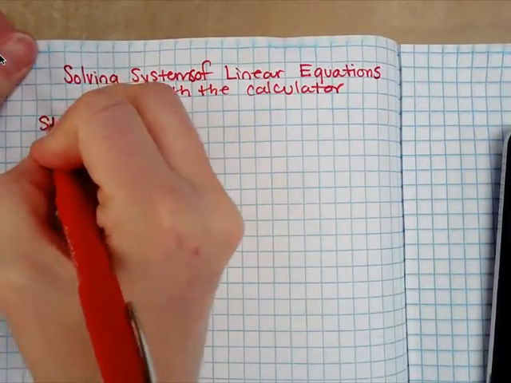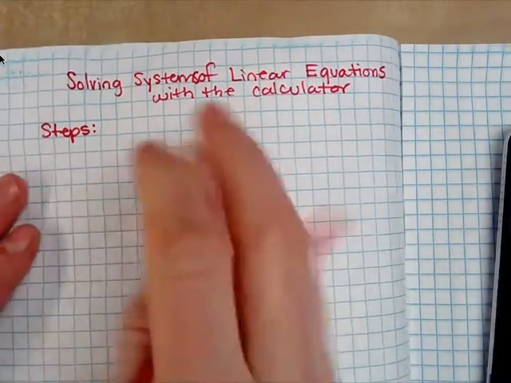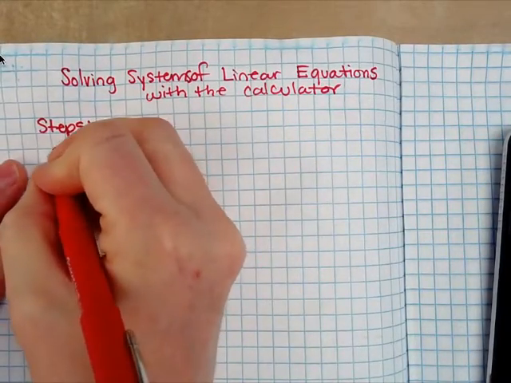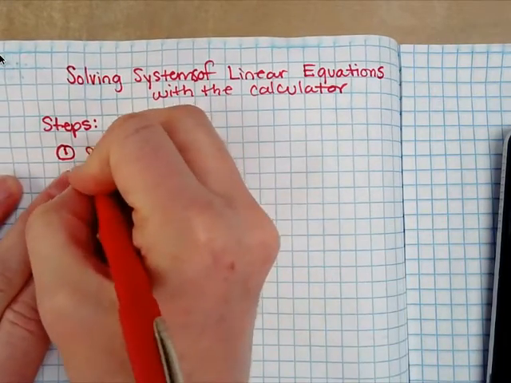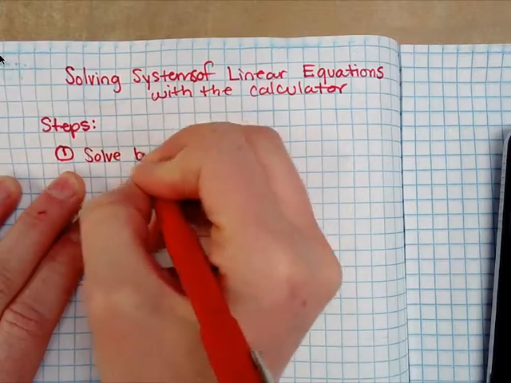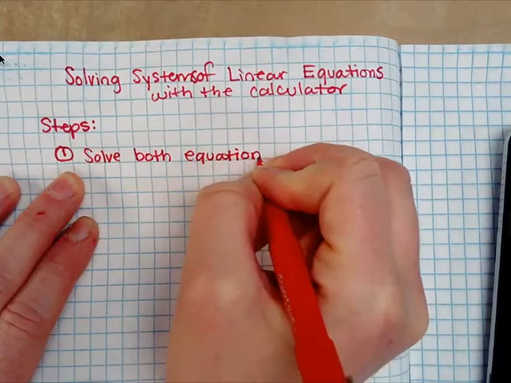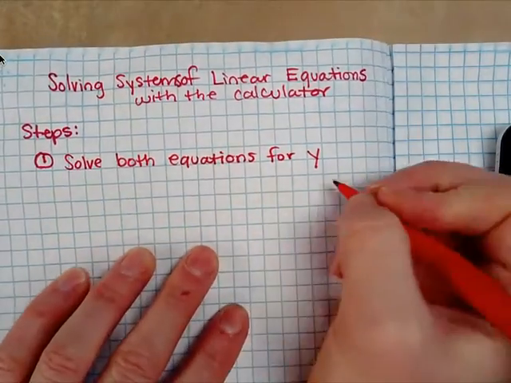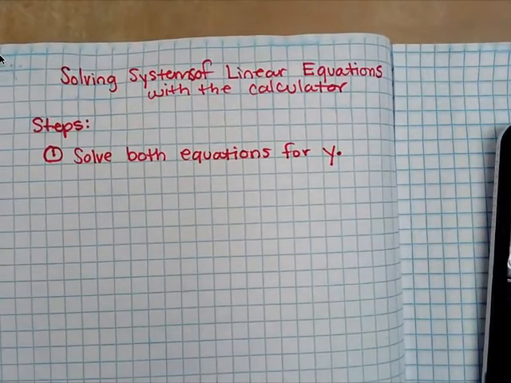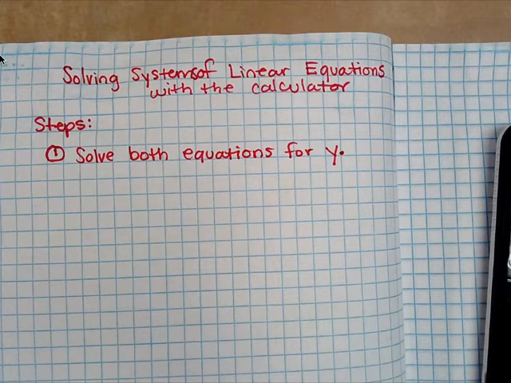So our steps. Number 1. Solve both equations for y. So sometimes they're already solved for y. If they're both already solved for y, there's nothing more you need to do. If they are not solved for y, then you need to solve them for y.